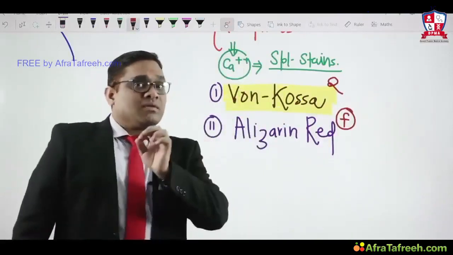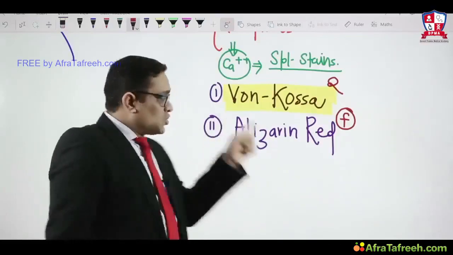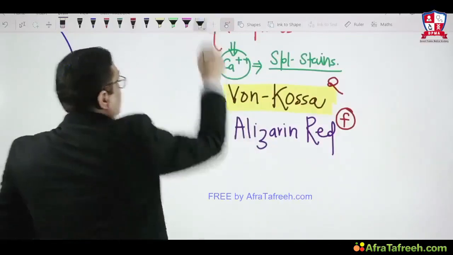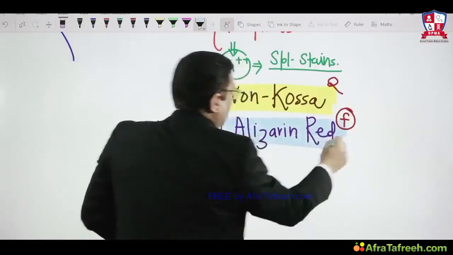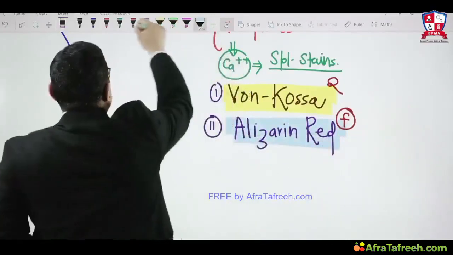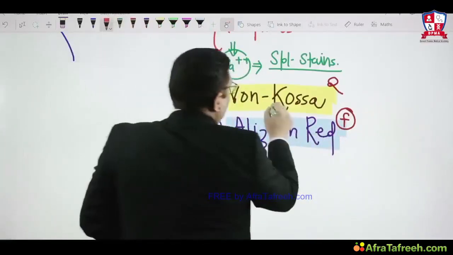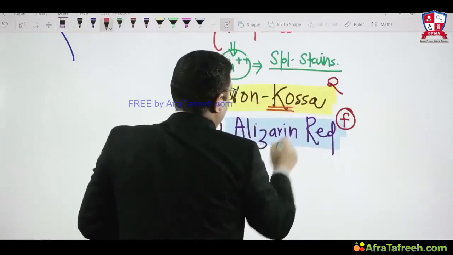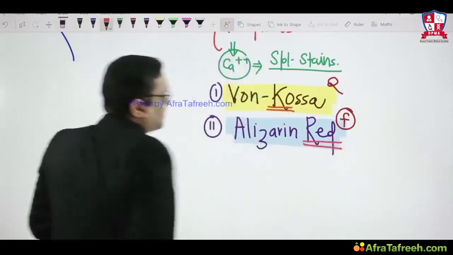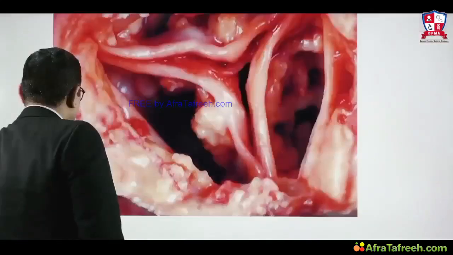Remember what I am saying? It was one of the options, it was not the answer. So my prediction is it could be your future question. Alizarin red is for calcium. And what will be the color of calcium? When examiner says Von Kossa, it is black color; with alizarin red, calcium will appear red color. See this diagram?